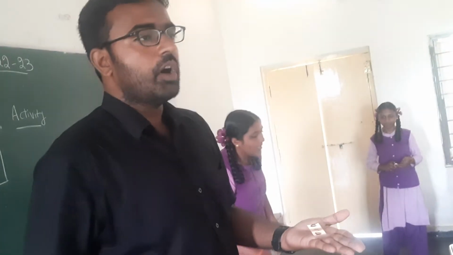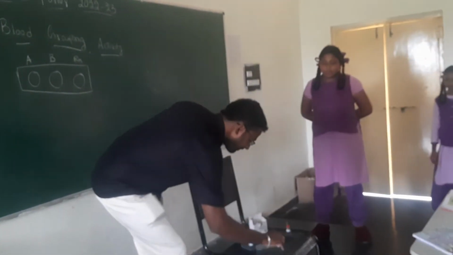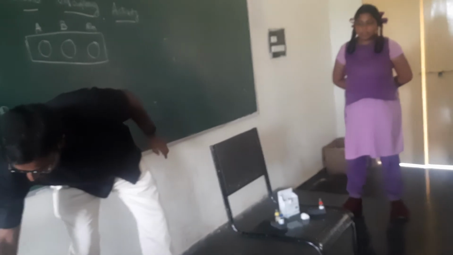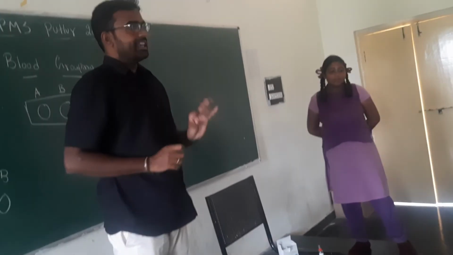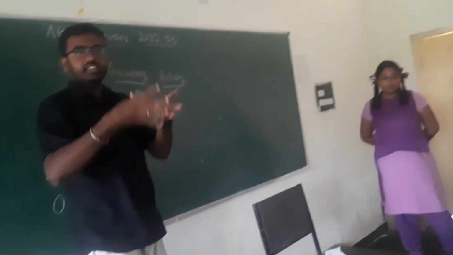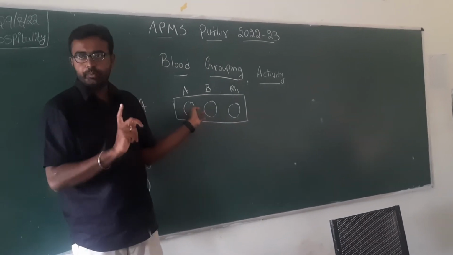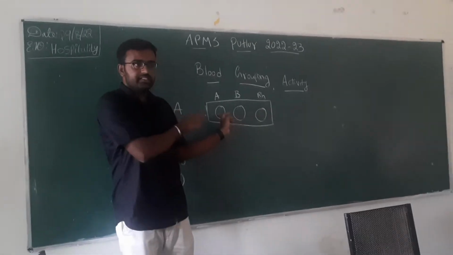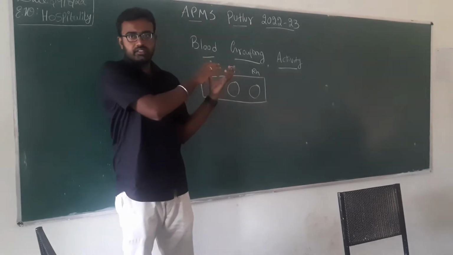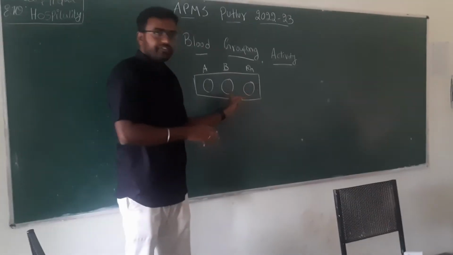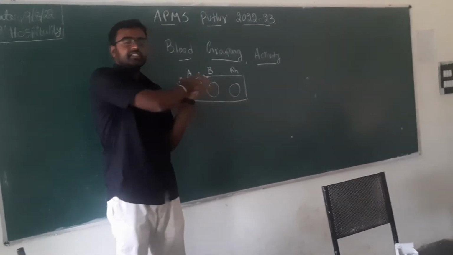Let me explain how we determine these blood groups. The anti-sera which we have taken contain antibodies. The blood sample contains antigens. When the antigen and antibody reaction occurs, that leads to agglutination. If your blood group is A, agglutination will happen here because the RBC contains antigen A that reacts with the anti-A antibody and clotting occurs. If clotting occurs in B, then your blood group is B. If it occurs in both, then your blood group is AB.